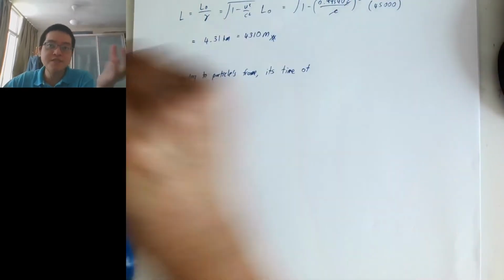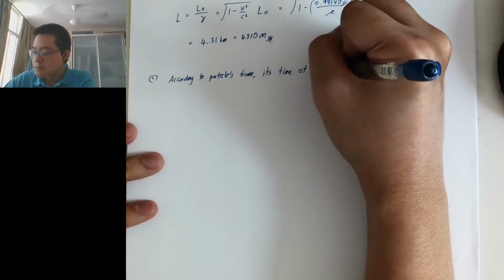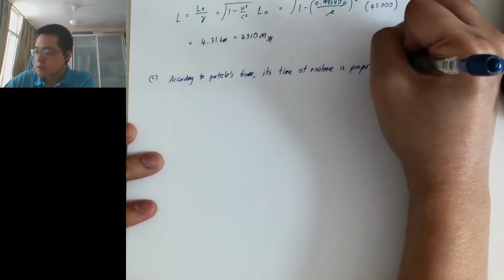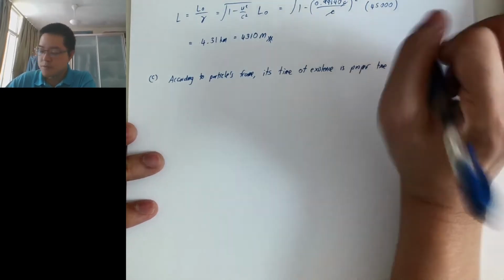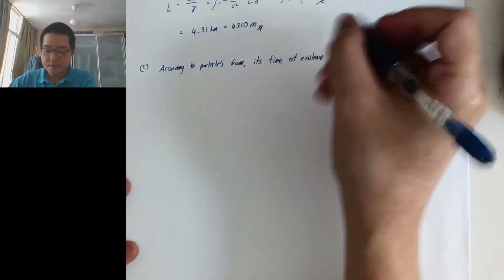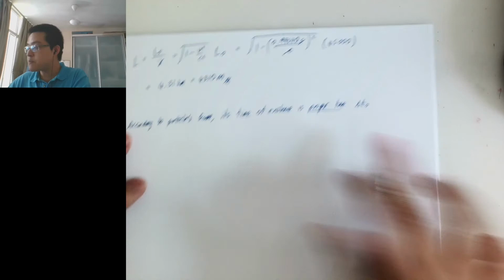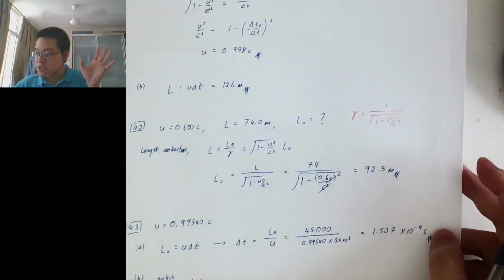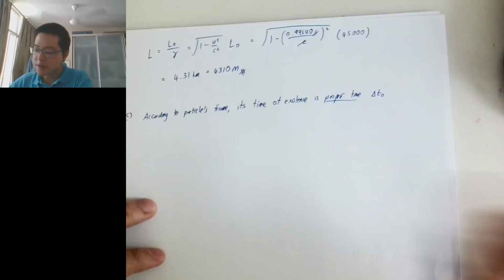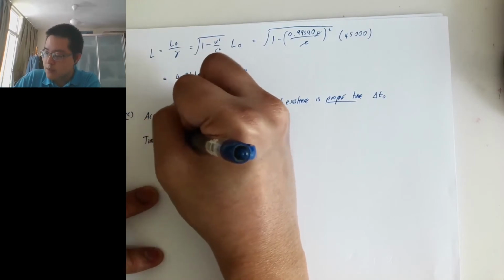Every object measures their own proper time. So its own time of existence is proper time. So we're going to call this delta t0. Okay, so it's going to be the proper time in this frame. So this is the proper time, but the time measured by Earth is not proper. So I should write this down to be more clear. The time measured by Earth is not proper.